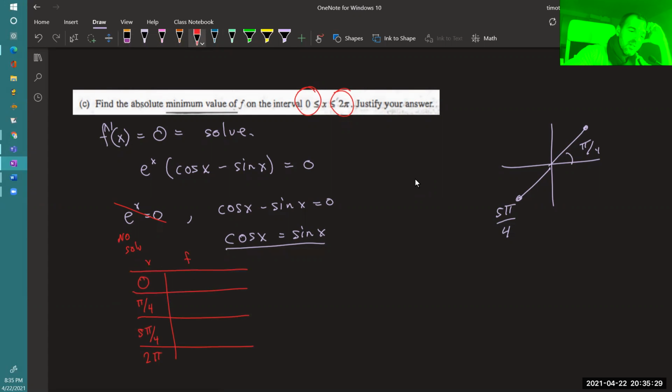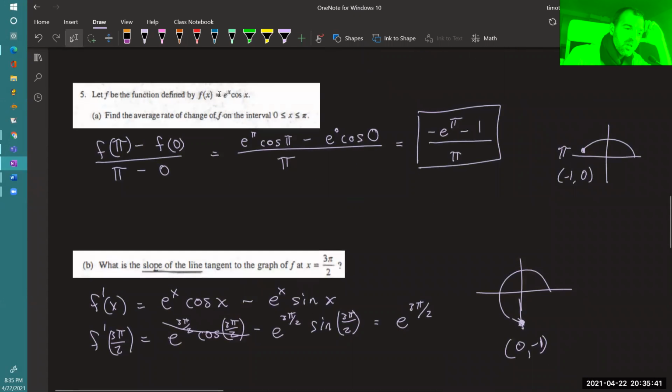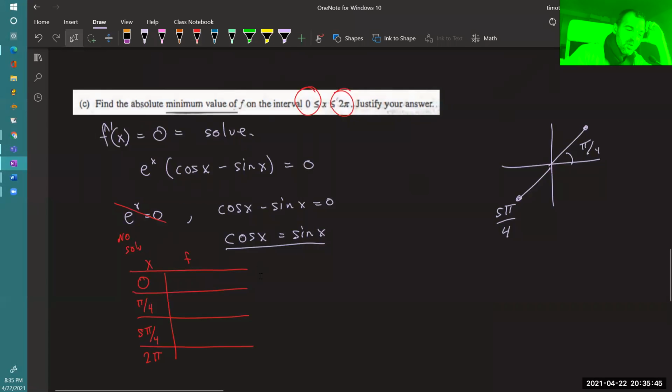This is my f value. Okay. And so basically what I'm going to do is take not the derivative here, but I suppose the original function, which is way up here, e to the x cosine x, right? So this is going to be e to the 0 cosine 0, right? e to the pi over 4 cosine of pi over 4.